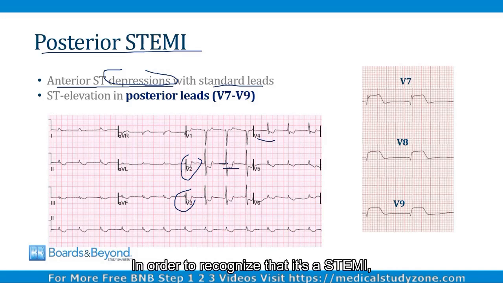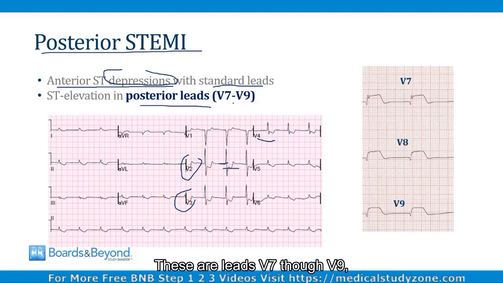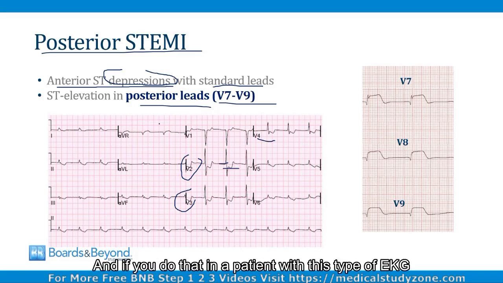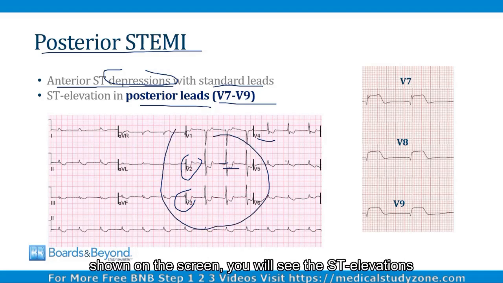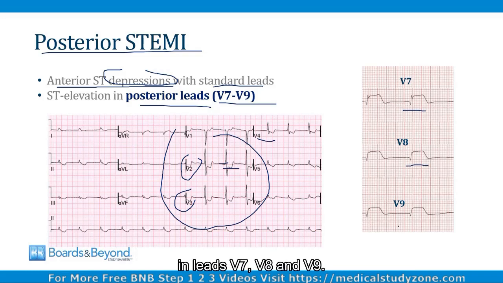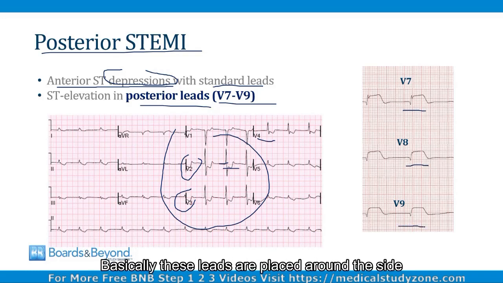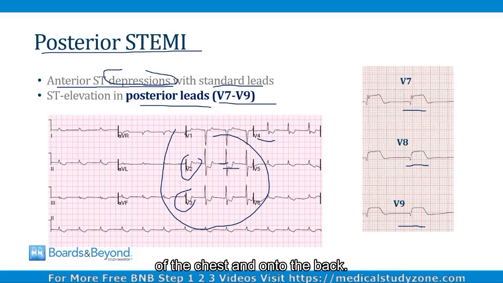In order to recognize that it's a STEMI, what you have to do is place posterior leads. These are leads V7 through V9. They're not standard EKG leads. And if you do that in a patient with this type of EKG shown on the screen, you will see the ST elevations in leads V7, V8, and V9. Basically, these leads are placed around the side of the chest and onto the back. They're not necessary under normal circumstances.